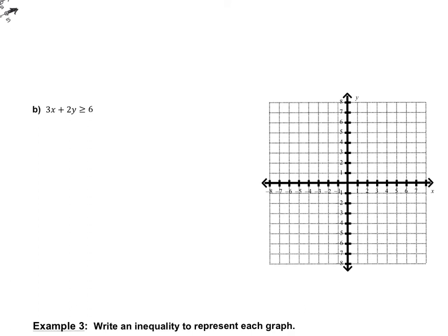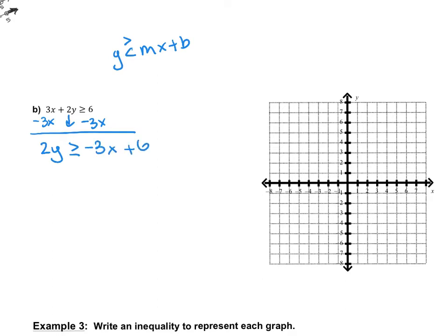In order to graph this, once more, we want it in y equals mx plus b. But instead of an equal sign, we use a symbol. It's in standard form, so I am going to subtract 3x. I get 2y greater than or equal to negative 3x plus 6. Now I need to divide everything by 2. And I get the new inequality, and I apologize, I keep saying equation, but it's an inequality. Y greater than or equal to negative 3 halves x plus 3.